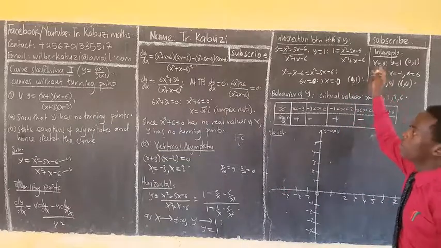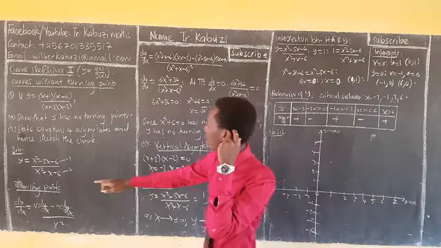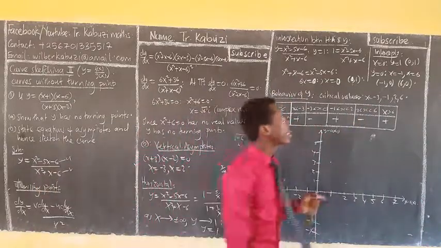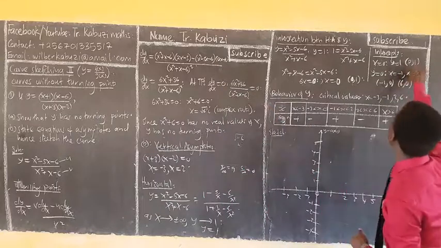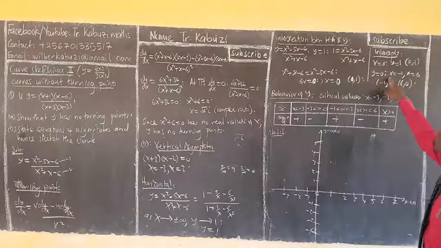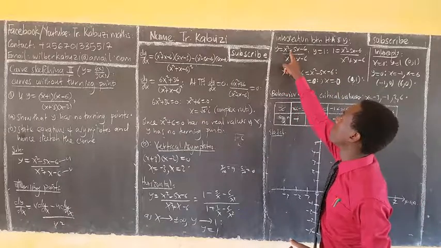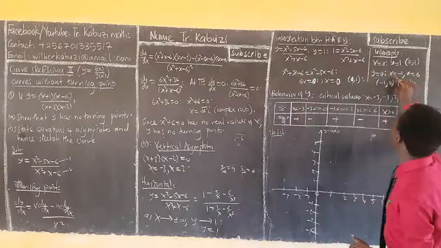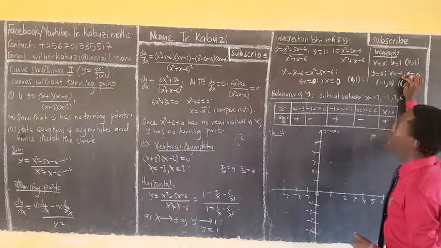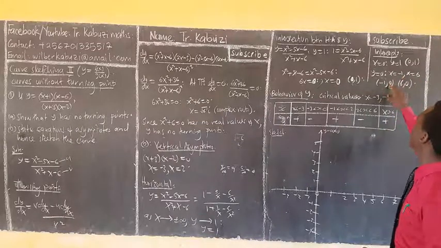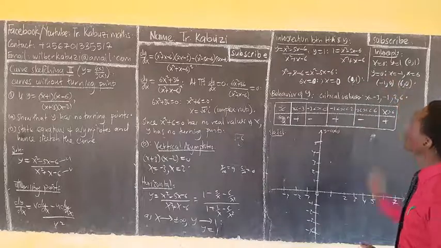When x is 0, we put 0 here and we have negative 6 over negative 6. We get a 1. That's the point (0, 1). When y is 0, the factor we multiply by will vanish. If we solve this, we get x equal to negative 1 and x equal to 6. These are the points (negative 1, 0) and (6, 0).